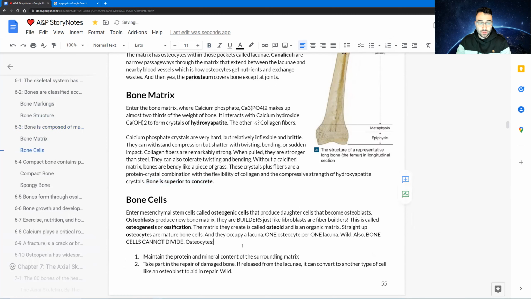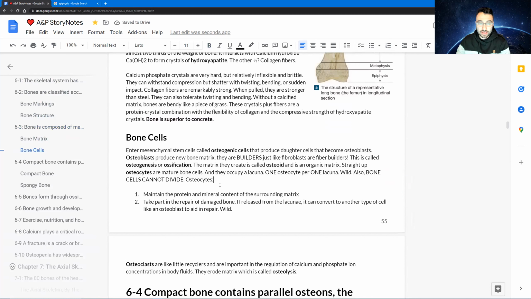That's pretty cool. All right, so we're going to enter mesenchymal stem cells. Bone stem cells are called osteogenic cells. Osteo meaning bone, genic meaning birth or creation. These are going to produce daughter cells that become osteoblasts. You can easily remember what an osteoblast does because of the B, and you can think of that as a builder. So osteoblasts are going to build bone.